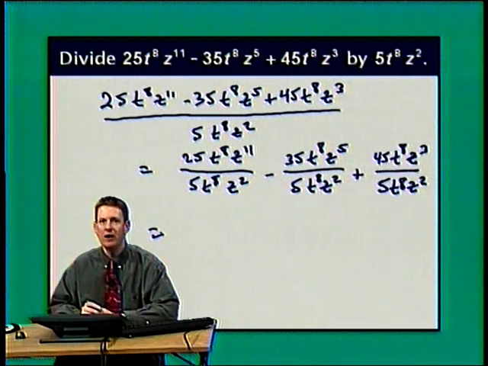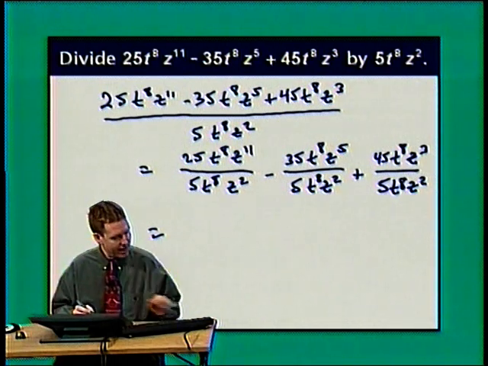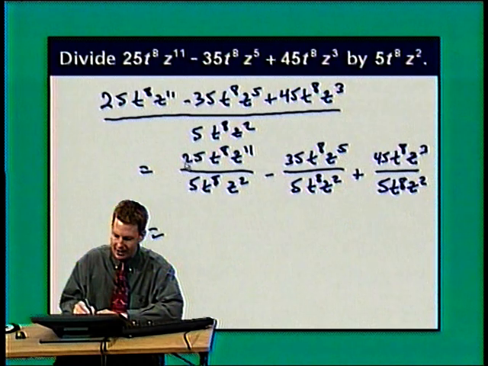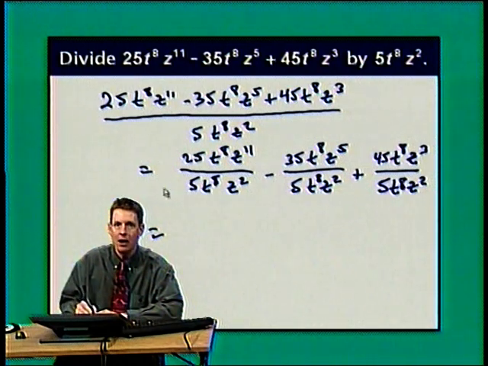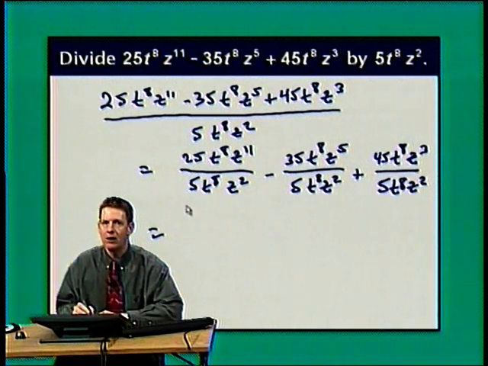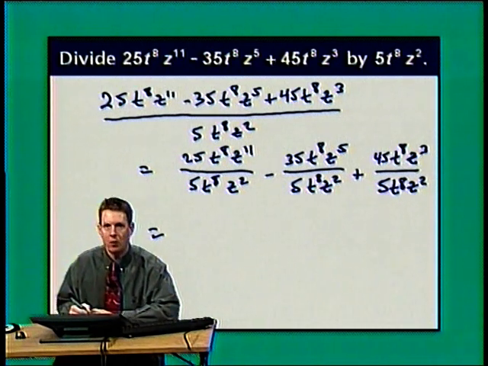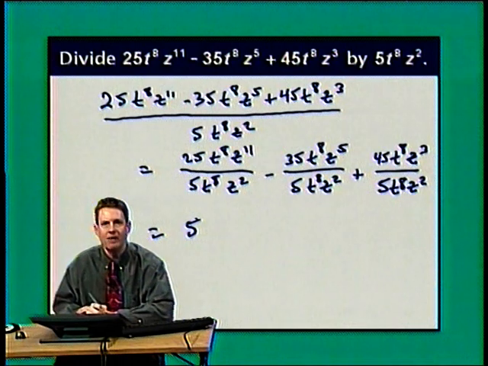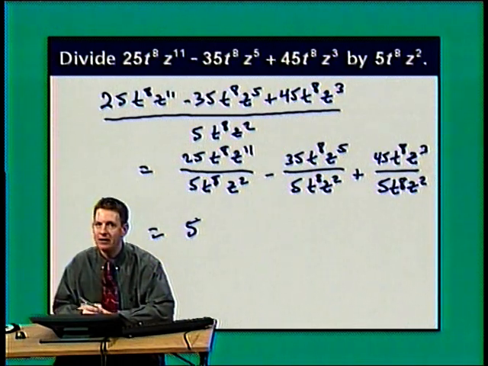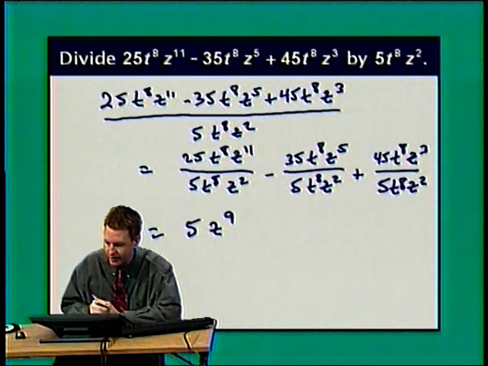It might help you if you literally covered up the other 2 terms as you simplify each term. Looking just at the first term, all I'm looking at is this term right here. Now I don't have any addition or subtraction going on in the fraction, so I can go ahead and start applying my rules of exponents. So that first term, the coefficient is 25 over 5, which is 5. t to the 8th over t to the 8th divides to 1, and z to the 11th over z squared is z to the 9th.